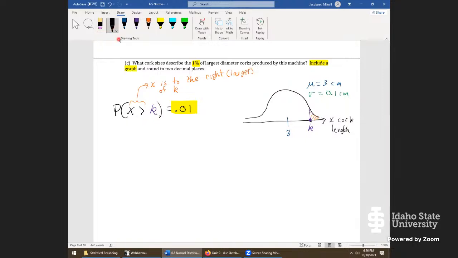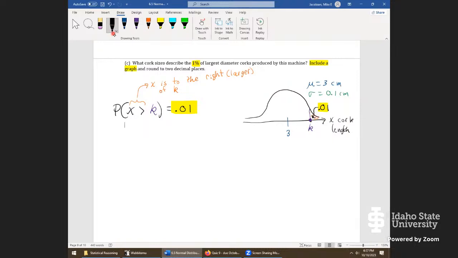That means this 0.01 goes right here on the very far right. And that's a diagram that does seem to make a lot of sense. There's not too much area right here. K is to the very far right. And we're looking for what K value is going to give us 0.01 area to the right of K in this location. X being to the right just means we're shading to the right there.